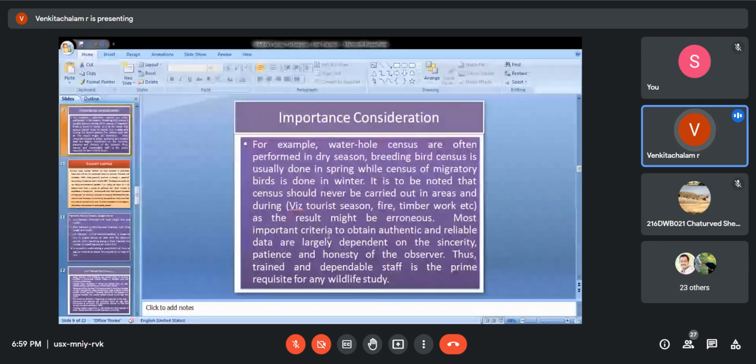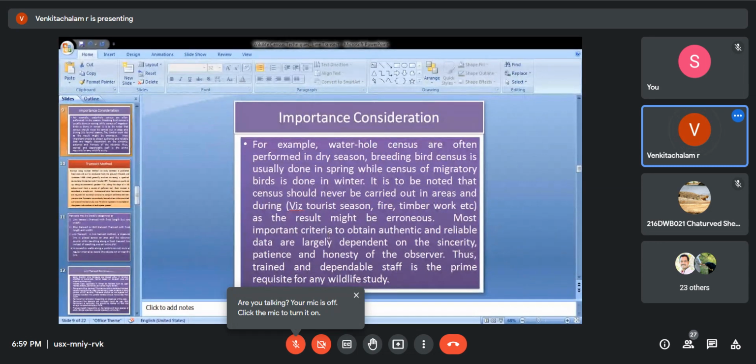Actually, these are the methods which we always used to follow. The waterfall census obviously we used to carry out. Some of you are doing it, and the majority of the people who join this diploma course are not knowing about all these kinds of things. So they should understand and know about the waterfall census.